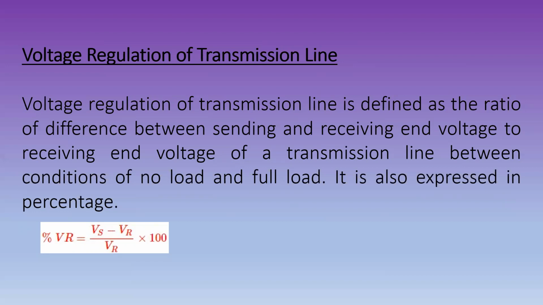Our sending voltage and receiving voltage should be more or less equal. Then only we can say that the losses are less. If they are equal, it will become 0, so our voltage regulation will be very minimum. If voltage regulation is going to be higher, many losses are there. So this is the equation for voltage regulation: Vs minus Vr divided by Vr into 100.